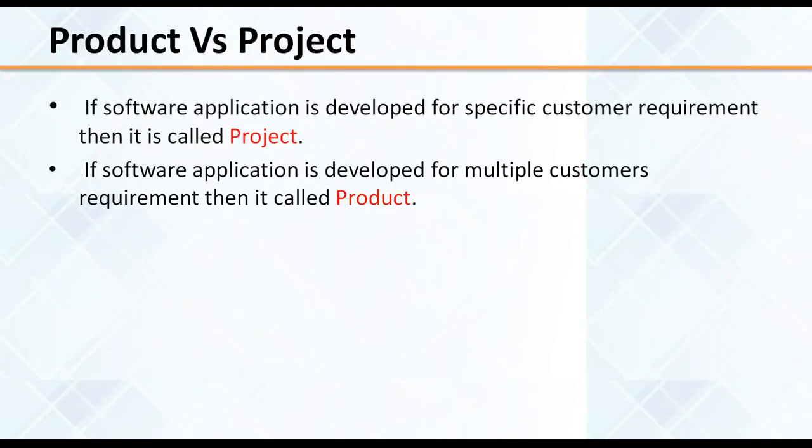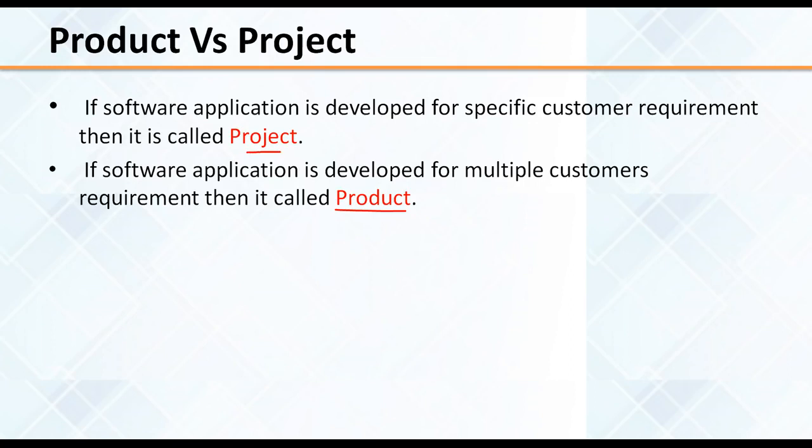So in the industry we have heard about two different terms, product and project. So what is product and what is project? If a software application is developed for multiple customers' requirements, then it's called a product. And if the software application is developed for a specific customer's requirement, then it is called a customer project.